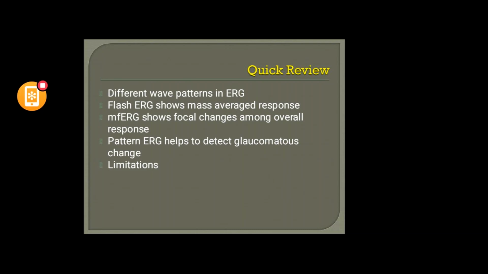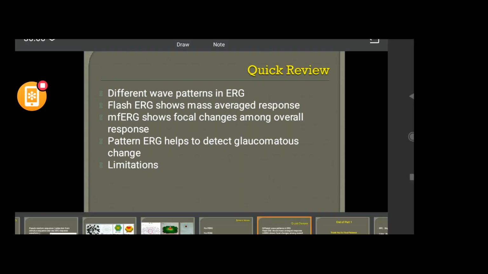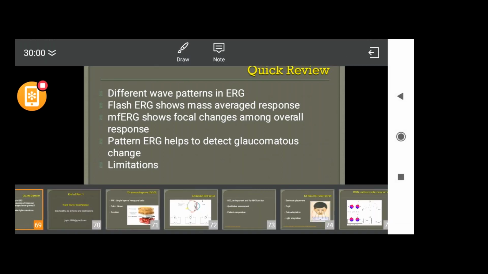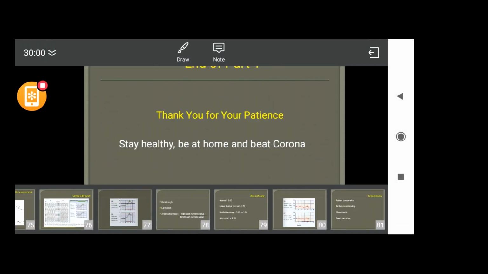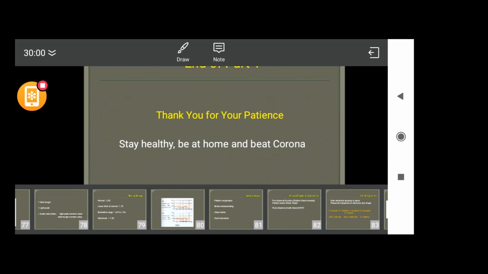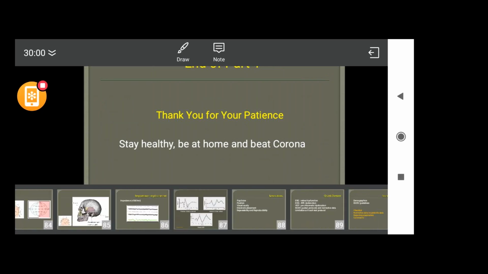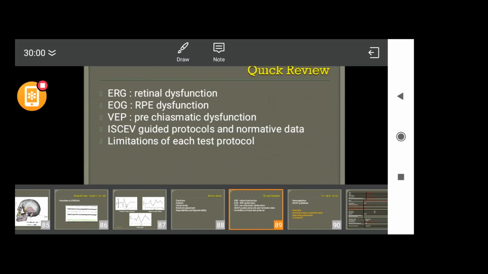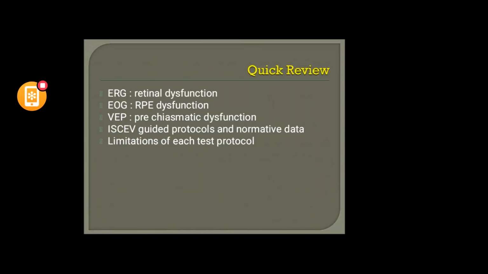Then we came to know how the multifocal electroretinogram looks, how the pattern looks, and the different origins of the waveforms. And we also came to know the limitations of ERG. Then we talked much on EOG, and we talked much on VEP. So I'm not going into the details of these all. This is the summary of the session.